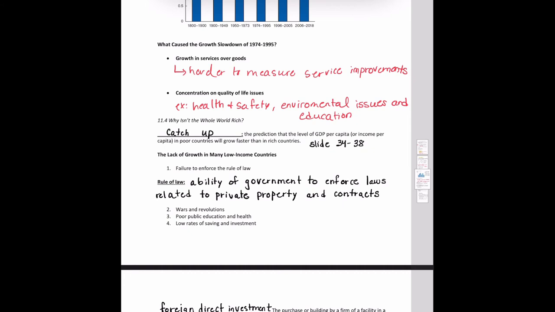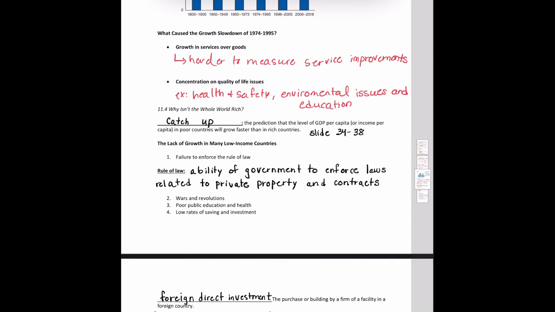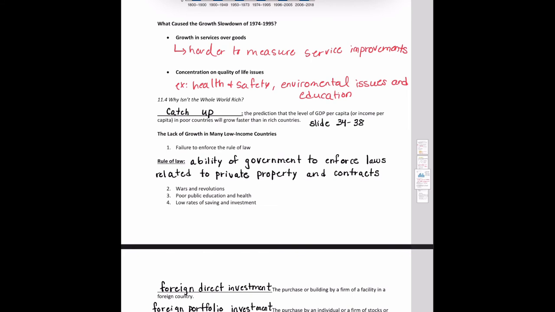Okay. So now let's address the question, why isn't the whole world rich? The economic growth model, again, it's just a model, predicts that poorer countries grow faster than richer countries. This is because additional capital is more effective in countries with smaller capital stocks, and there are greater advances in technology immediately available to the poorer countries. Catch up is the idea and prediction that the level of GDP per capita in poor countries will grow faster than in rich countries.